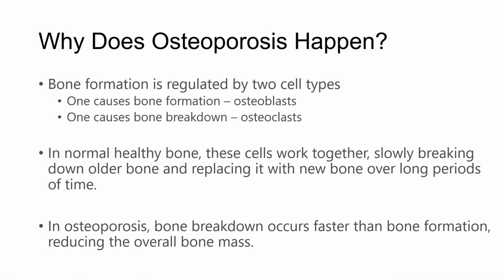Why does osteoporosis happen? Well, bone formation is regulated by two types of cells. One causes bone to form, called osteoblasts, and one causes bone to break down, called osteoclasts. In normal, healthy bone, these cells work together. They slowly break down older bone and replace it with newer bone over long periods of time. But in osteoporosis, bone breakdown occurs faster than bone formation. This reduces the overall bone mass.